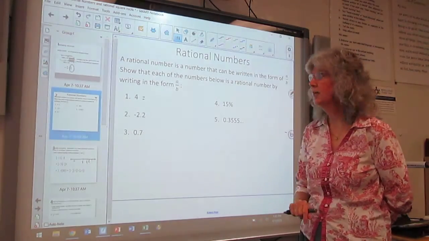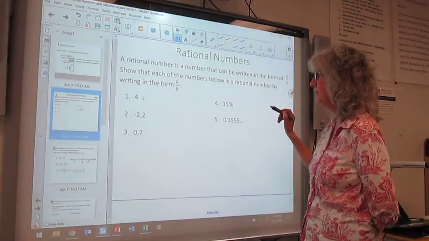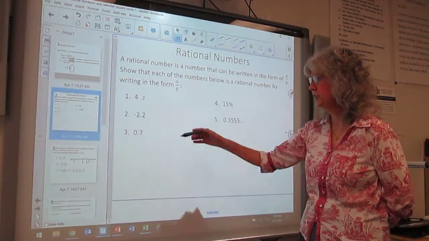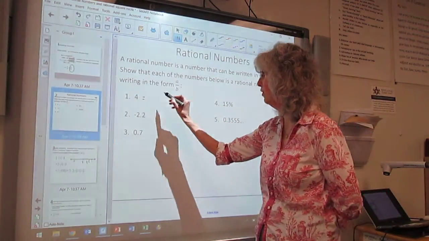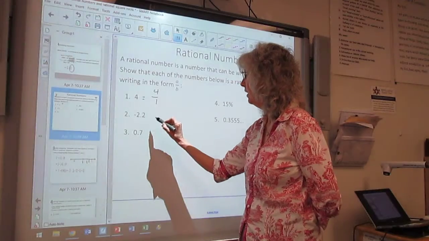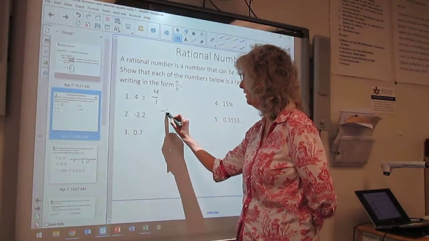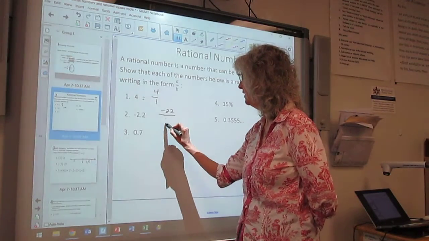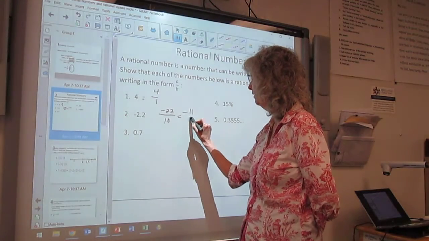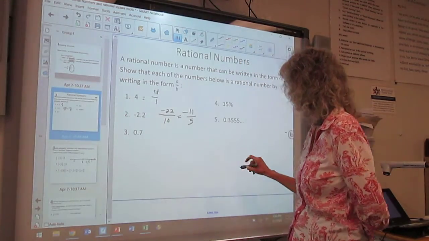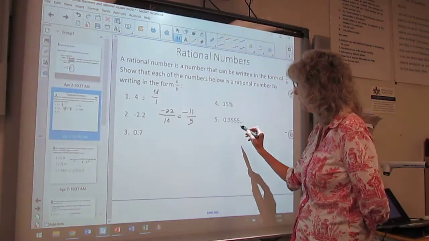Let's review rational numbers. We just talked about the form a over b, where a and b are integers. You should be able to take all of these and put them as rational numbers. 4, of course, is 4 over 1. Negative 2.2 would be negative 22 over 10, which would equal negative 11 over 5. Let's get to this one. This one's a little tricky.